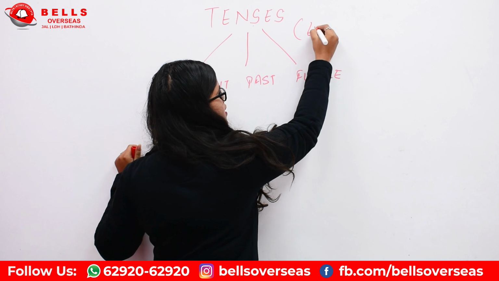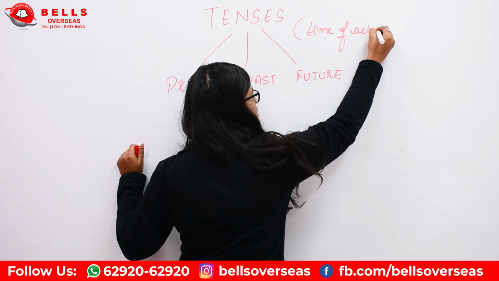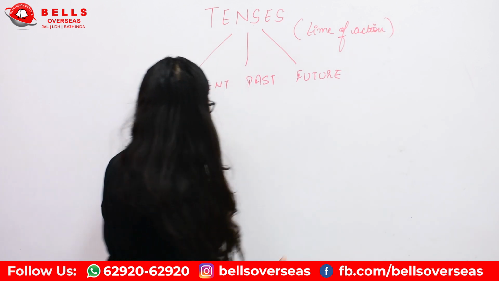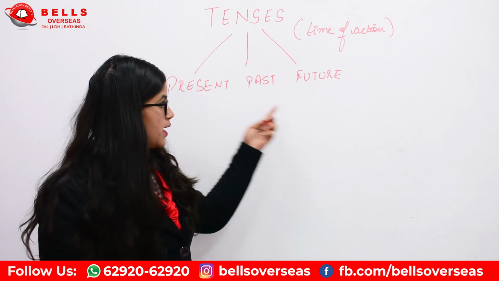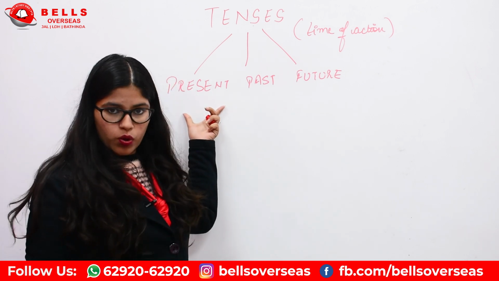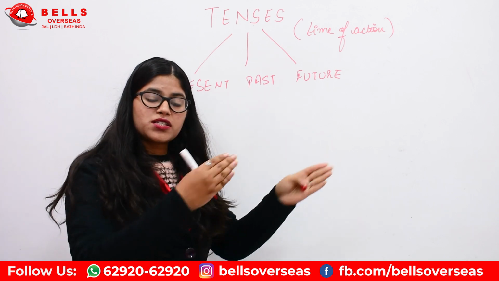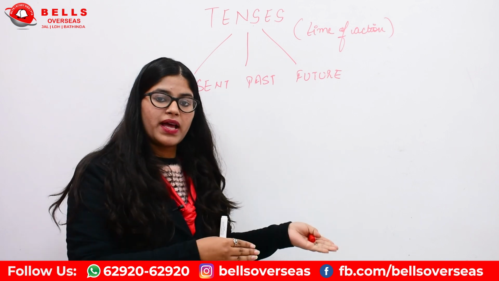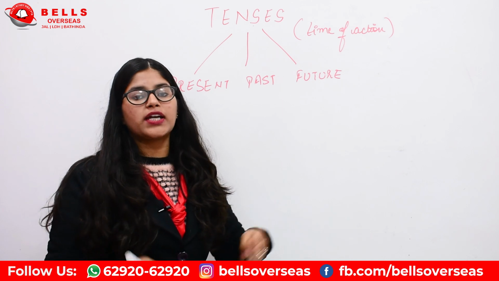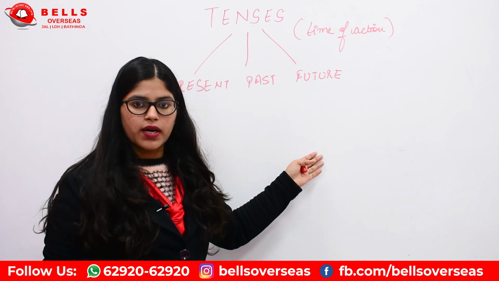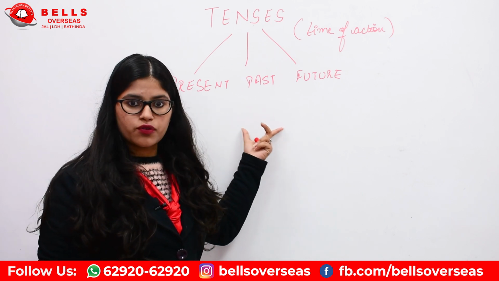So tenses is our time of action. Now these types, present tense, past tense and future tense: present tense मतलब जो काम हो रहा है अब के टाइम में, past tense means जो काम past में हो चुका है, अब के टाइम से पहले जो काम हो चुका है, future tense जो काम होगा, the action that will take place in future, अभी तक हुआ नहीं है वो होगा. So these are the basic types of tenses.